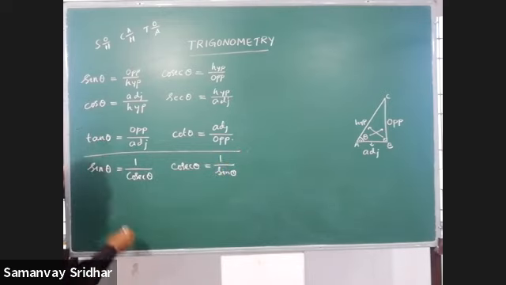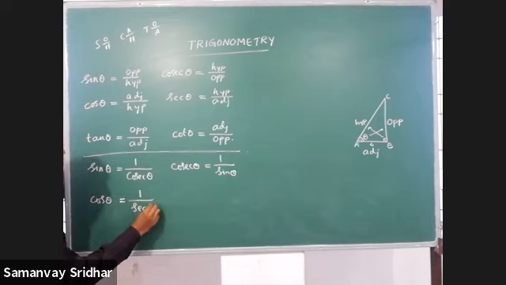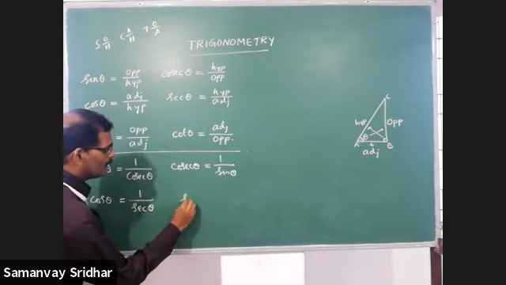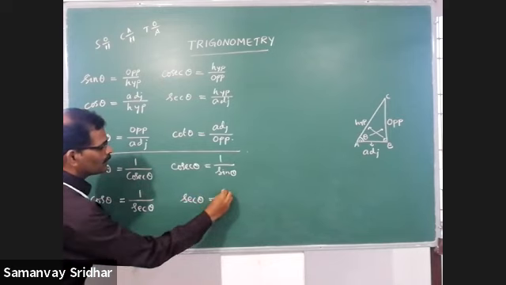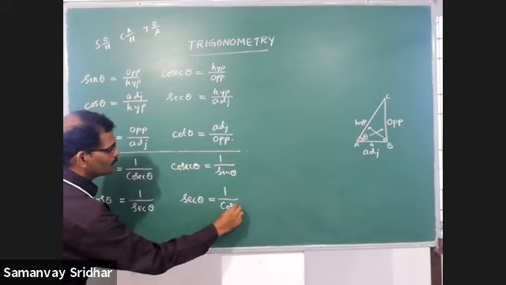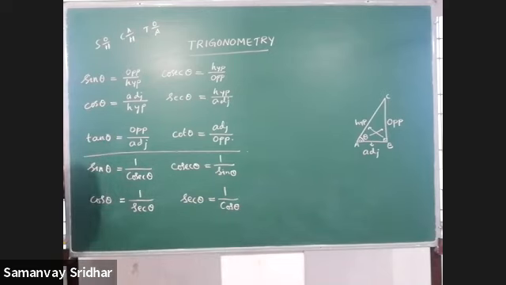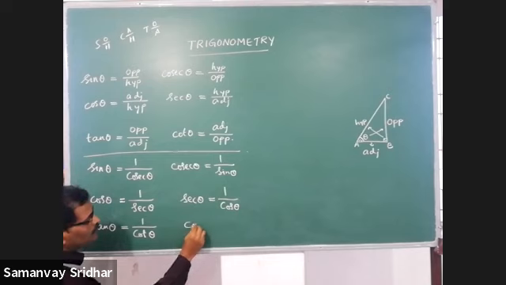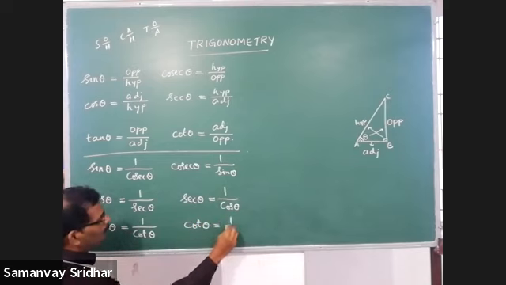Then, we have to go for cos theta. Cos theta is the reciprocal of sec theta. So therefore, cos theta is equal to 1 by sec theta. Similarly, sec theta is the reciprocal of cos theta. Therefore, 1 by cos theta. Right? Then we have to go with tan theta. Tan theta is the reciprocal of cot theta. Therefore, tan theta is always equal to 1 by cot theta. Similarly, cot theta is equal to 1 by tan theta.